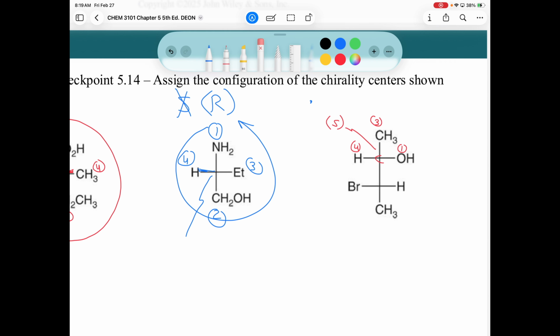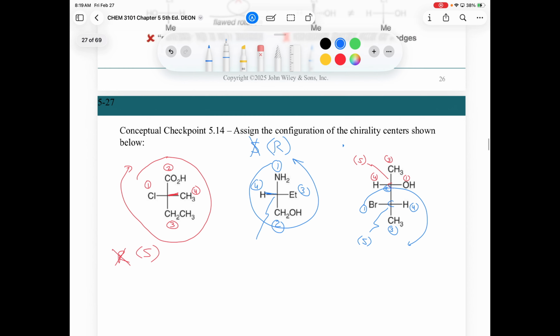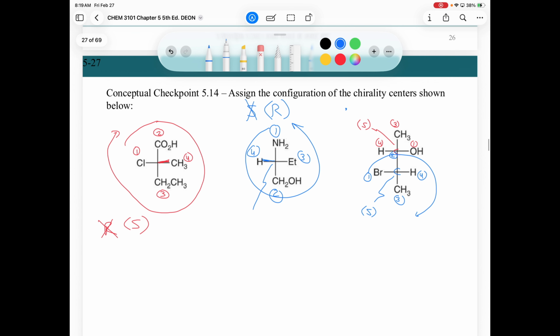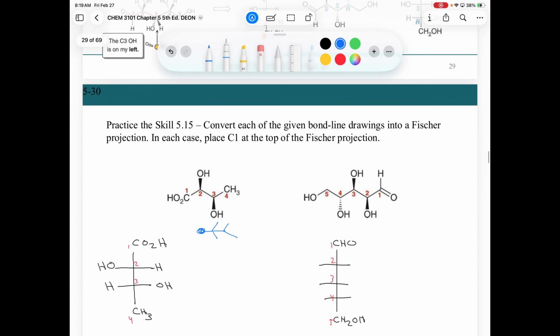What did you guys get for the bottom one? We'll do that one in blue. Anybody get an answer for the bottom one? S as well, right? So this is going to be the lowest priority. This is going to be 1. This will be 2. This will be 3. So we're going from 1 to 2 to 3, which is clockwise, which would be R. But the hydrogen is horizontal, and so, therefore, this is going to be another S stereocenter. So S and S. What do you think about that? I think we did that pretty quickly. So it seems like we're pretty rock solid on our Cahn-Ingold-Prelog rules.